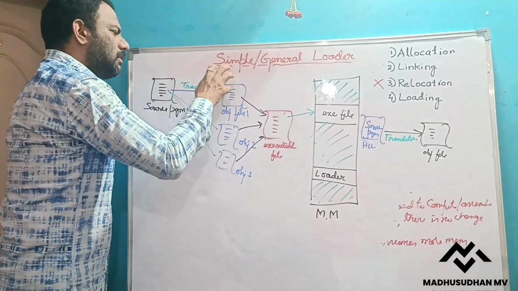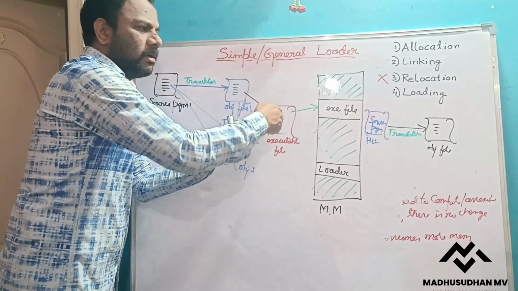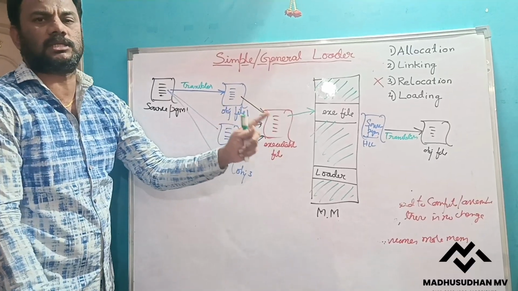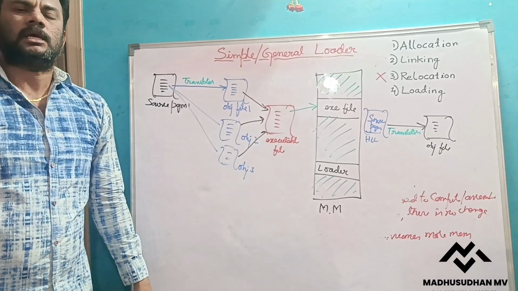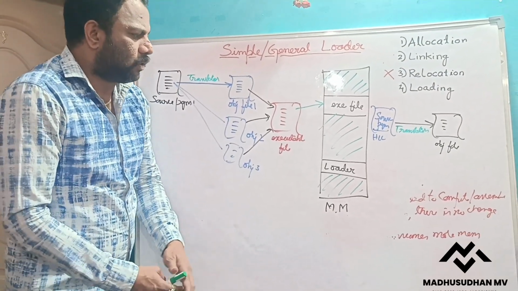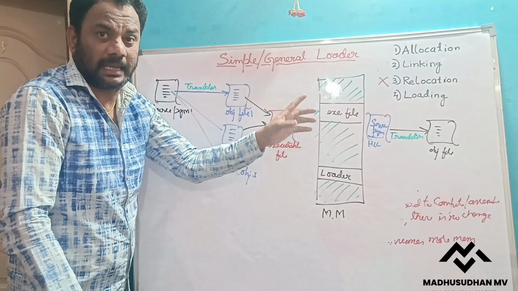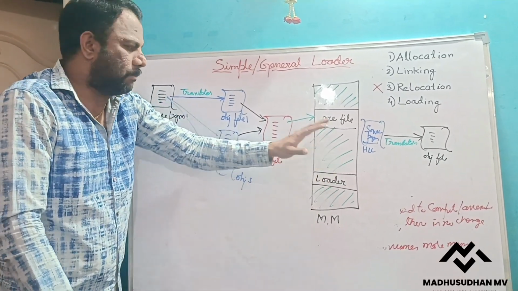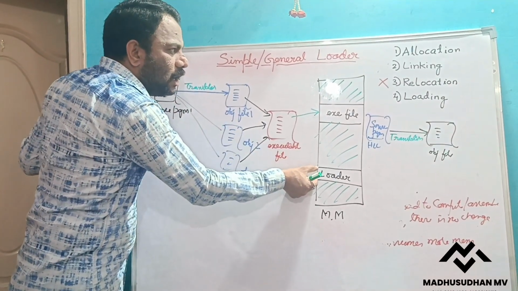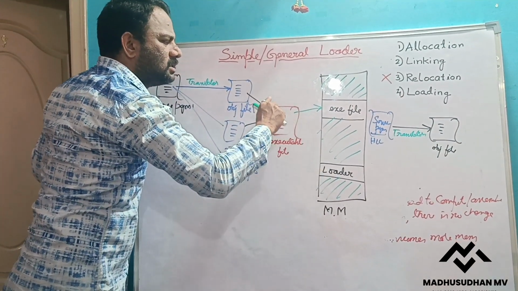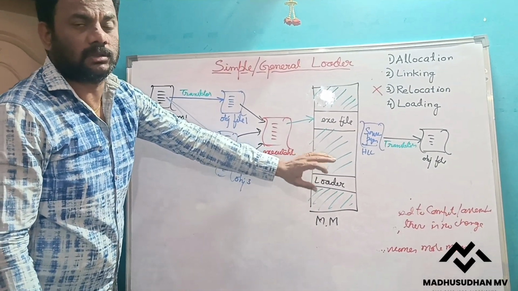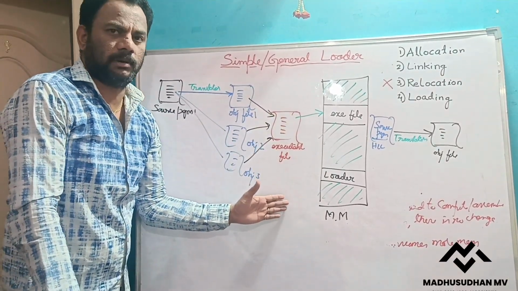Suppose there is some change, again convert it into object files, link them together, generate a new executable file, and load it. Otherwise, directly this exe file can be loaded. That disadvantage can be overcome by this simple loader, also called the general loader. But what is the other disadvantage of the compile and go loader? Most of the memory would be occupied by the assembler, because the entire assembler is inside the main memory. But here, the assembler part and linker part, everything we have taken outside, and we kept only the loading, the last stage. That means moving the exe file from secondary memory to the main memory. Only that part we retain. So that is the advantage of this simple or general loader.